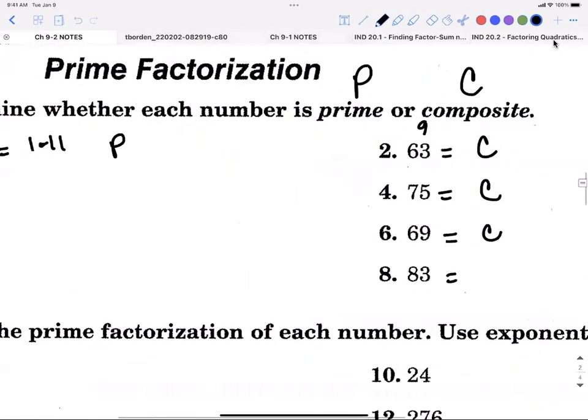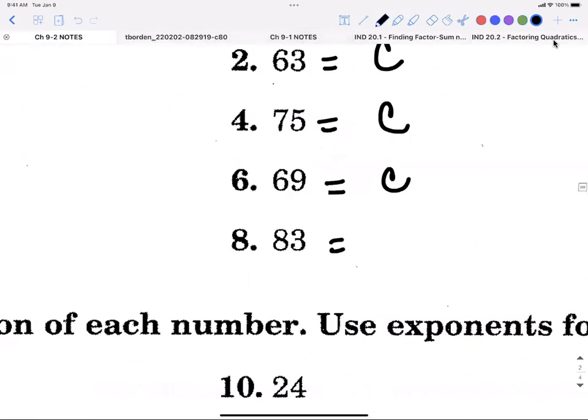So how about 83? It's not even. How about the 3 rule? 8 plus 3 is 11, so it's not going to be divisible by 3. It doesn't end in a 0 or 5. We already checked, we divided it by 7. That didn't work. You can divide it by 11, but it doesn't. It's not 88. You can try 13.